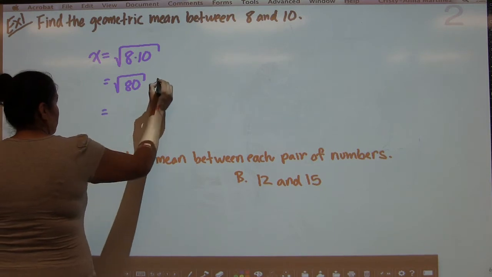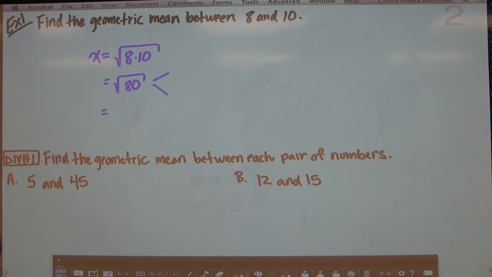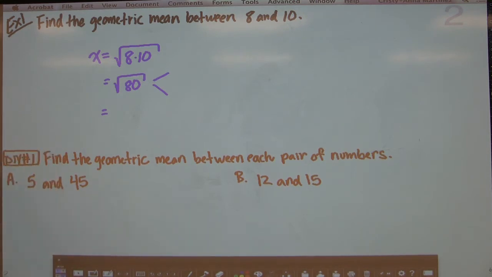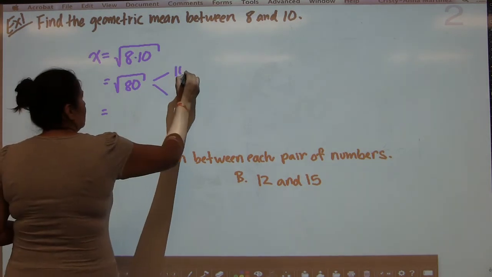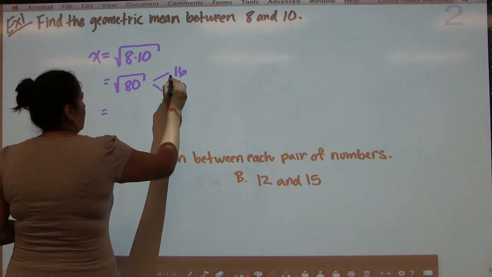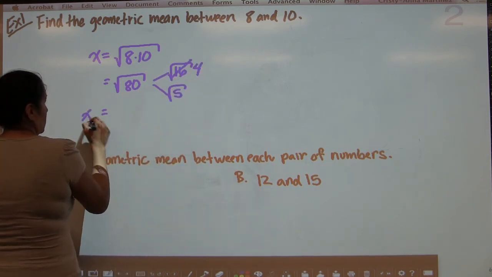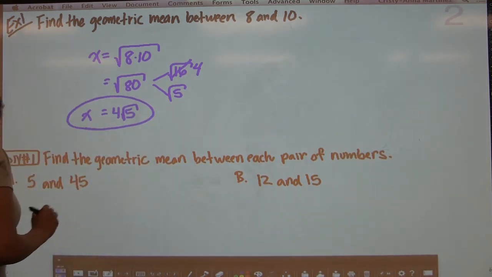And then, of course, we want to break down the 80. 80 can be, let's see, 20 times 4, but I think that 4 goes into 20 as well. So I think we want to go 16. So my calculator is out of battery there. So 80 divided by 16 is 5. So 16 times 5 is 80. And the square root of 16 is 4. So x equals 4 root 5. That is the geometric mean of 8 and 10.